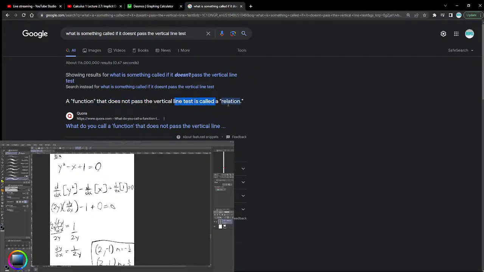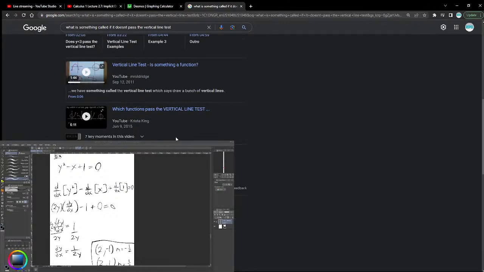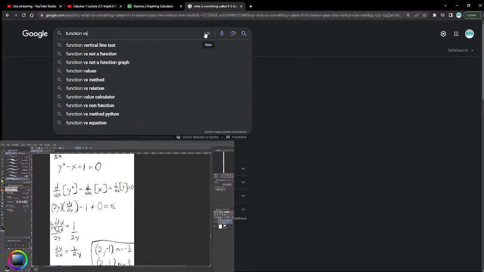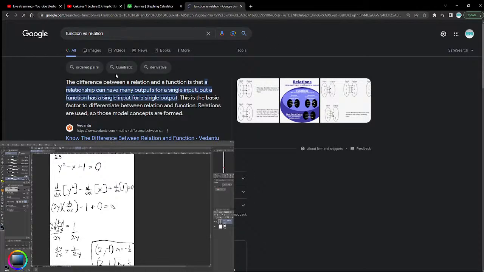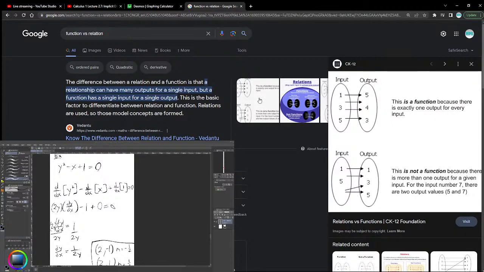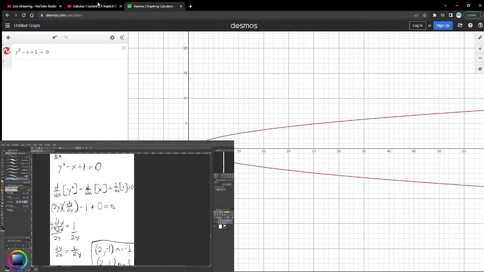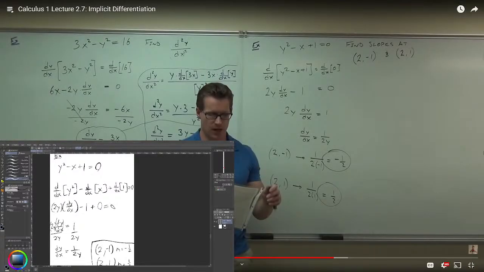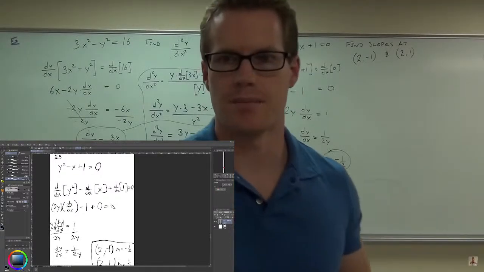A function that does not pass the vertical line test is called a relation. Really? So this is a relation. Now, we'll start on that next time.